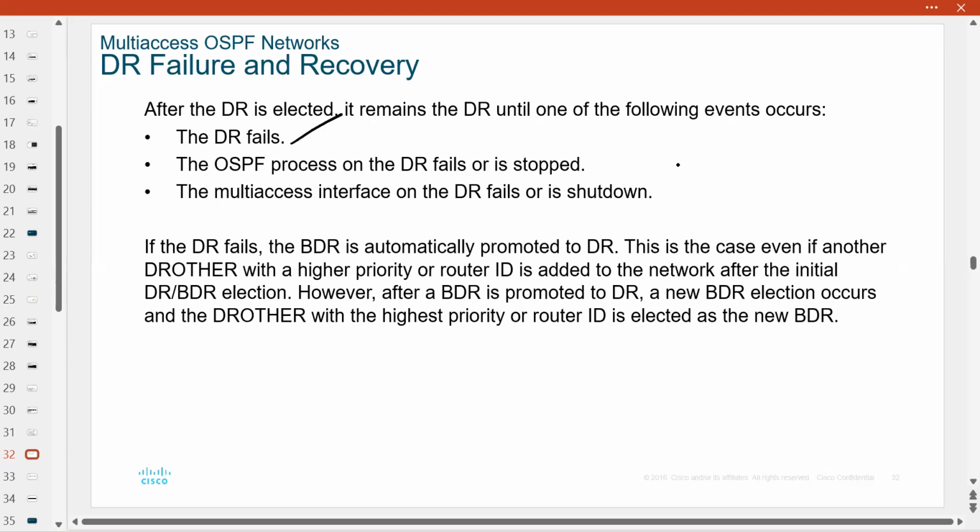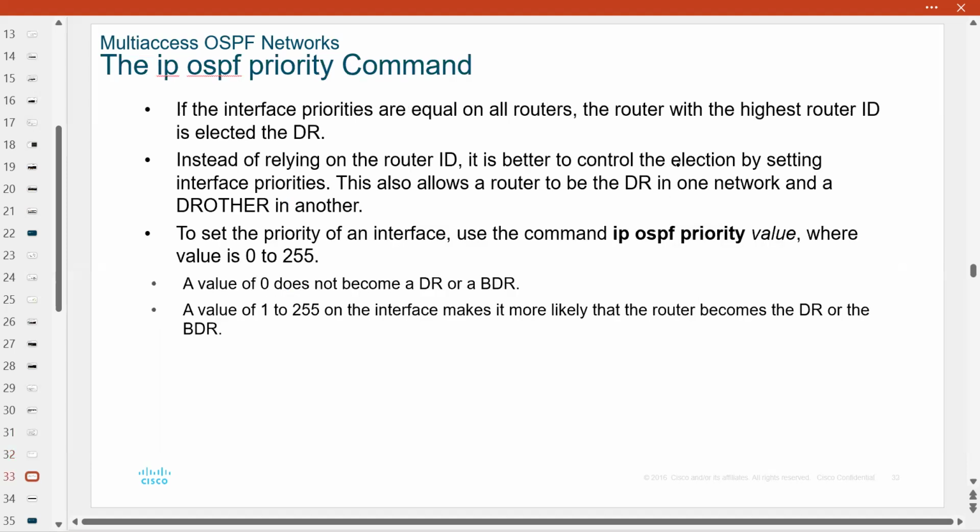The DR fails, the OSPF process on the DR fails or is stopped, or the multi-access interface on the DR fails or is shut down. If the DR fails, the BDR is automatically promoted to DR. Very simple to understand, right? The IP OSPF priority value is how you can manipulate the election process.